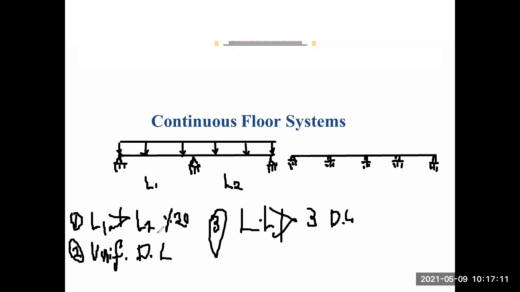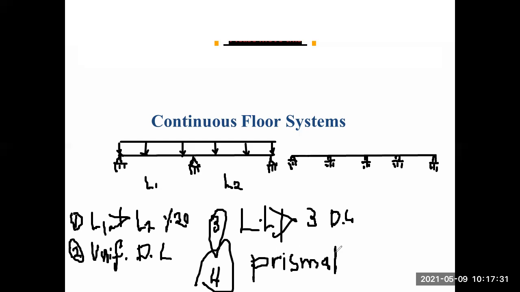And the span difference, and what else? The section should be prismatic. The beam should be prismatic. What is meant when they claim that the section should be prismatic? Anyone knows what prismatic is? Hmm?